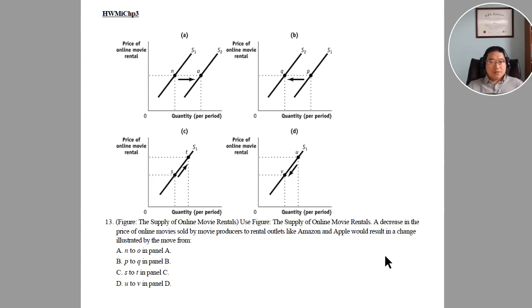Okay, let's keep talking about homework 3. This is question 13 to 18. So we have 4 pictures in question 13, and you figure the supply of online movie rentals, a decrease in the price of online movies sold by movie producers to rental outlets. Okay, so price drop, and Amazon, Apple, the rental outlets, will result in a change illustrated by the move from what?